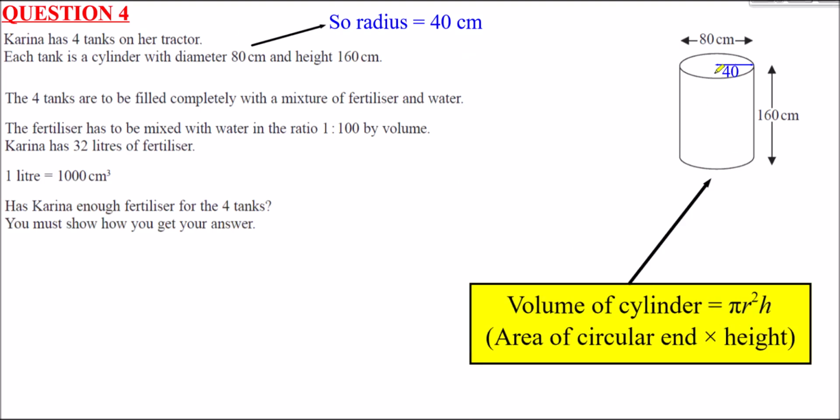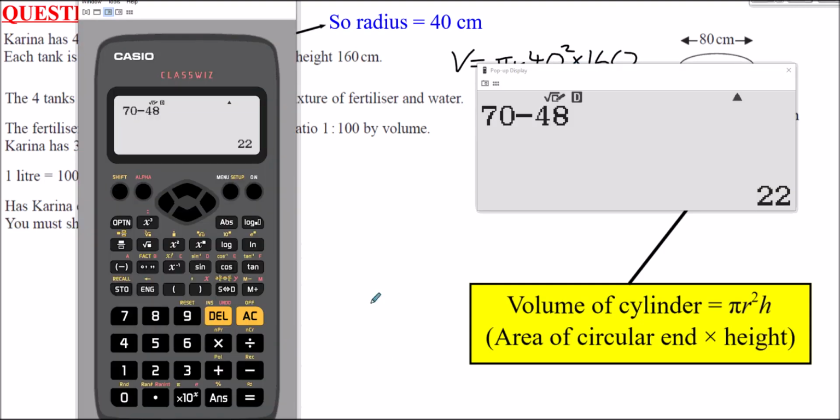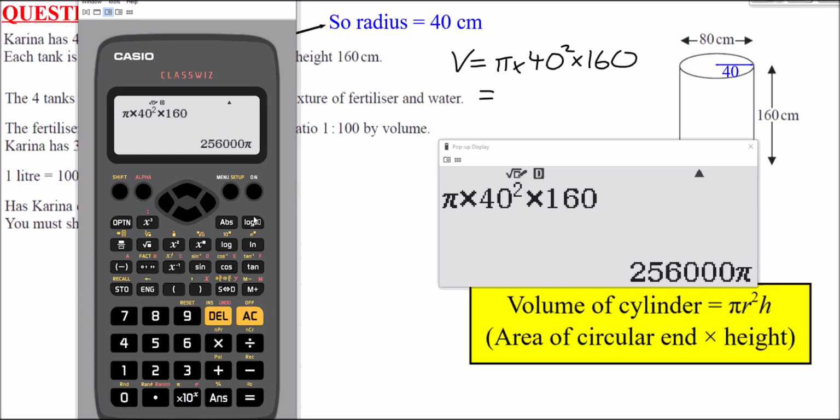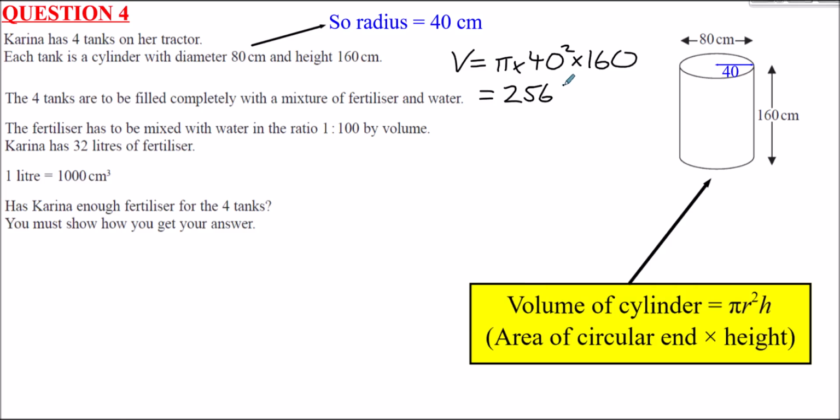So the area of the circular end is going to be pi times radius squared. So V equals pi times radius, which is 40, squared, and multiply that by the height, and let's see what that gives us. On the calculator, shift pi multiplied by 40 squared multiplied by 160 gives us 256,000 pi. I'm just going to leave it like that for now. 256,000 pi.